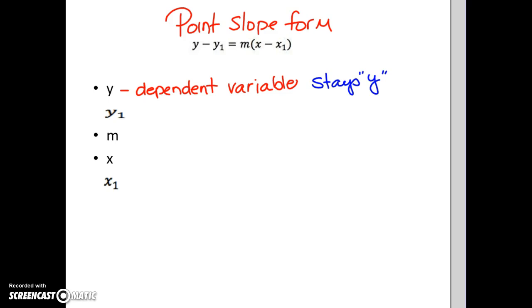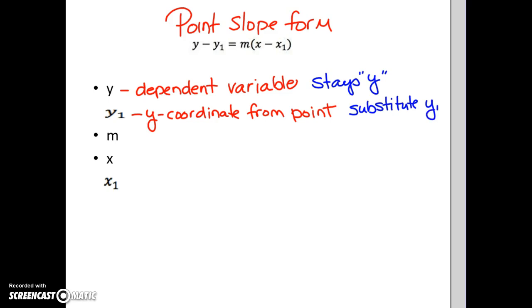The y sub 1 is the point that you're given. It is the y value from the point you're given. It is the y coordinate from the point that you have. And you substitute or replace that value in the y sub 1. So we substitute for y sub 1.